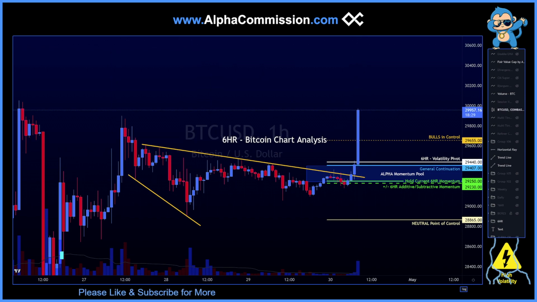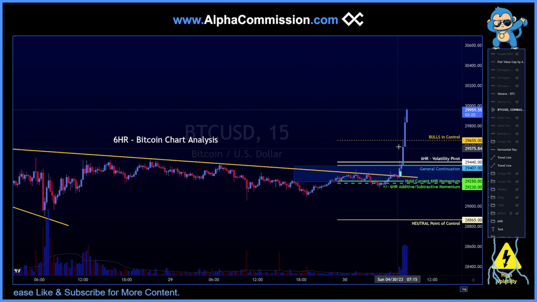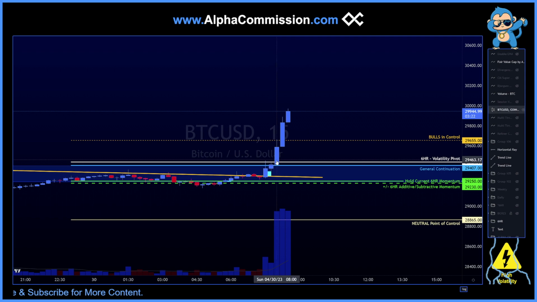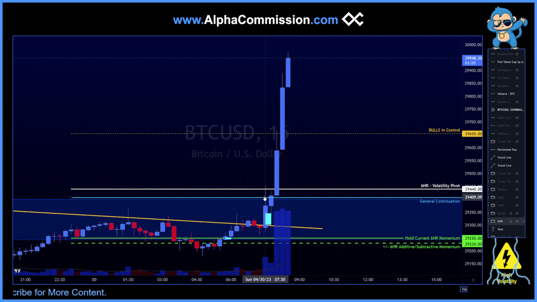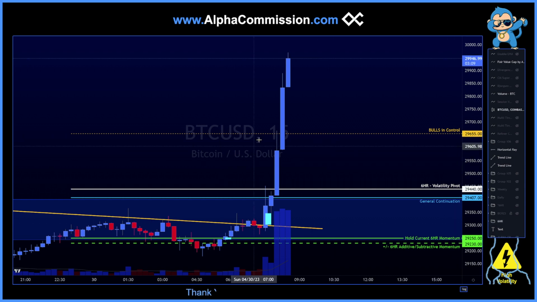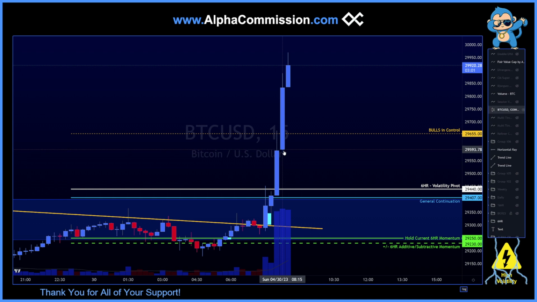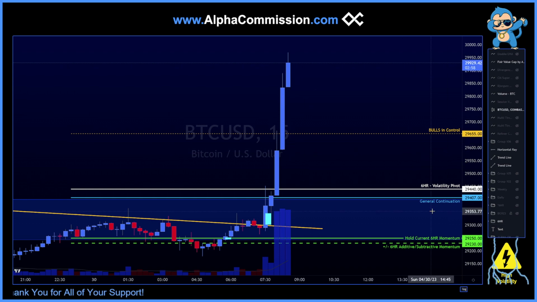And let me just put this on a 30-minute, maybe even a 15-minute, so you can see. Look at how this candle came all the way up after grabbing the volatility pivot. It came all the way up, and look where it stopped, almost to the penny at the bullish control zone that I had marked out. And so it tested the bullish control zone. It had a pullback. That was a bullish pullback. It didn't do a 50% retracement. It was a bullish pullback. And then we just continued to go.